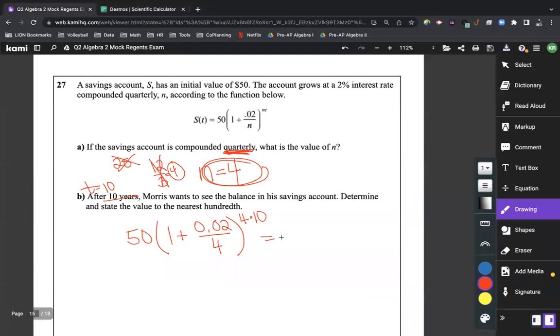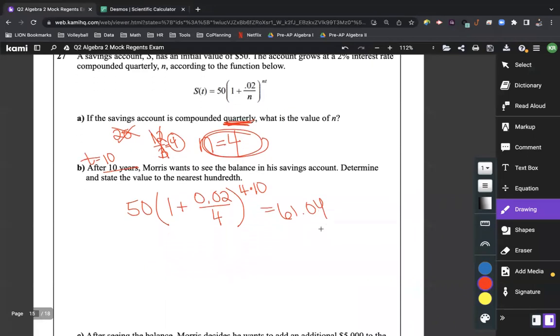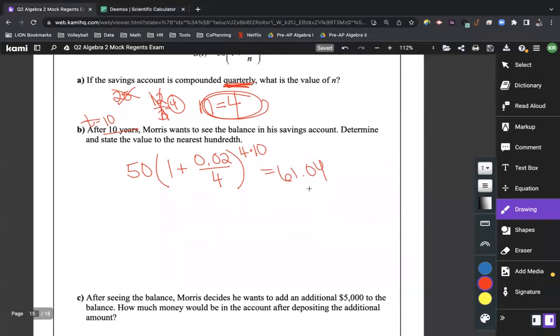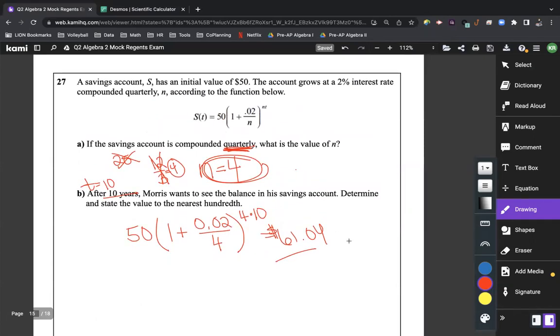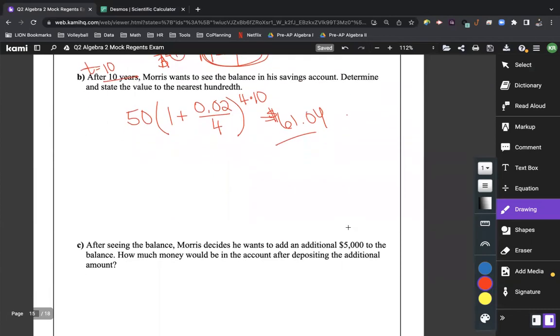So I'm going to write here 61 and 4 cents. So it says determine and state the value to the nearest hundredth. Boom, that's it right there. So this was 1 point. This process right here was 2 points, right?